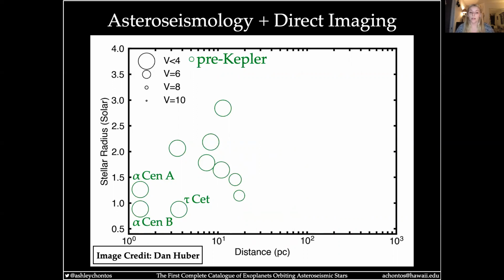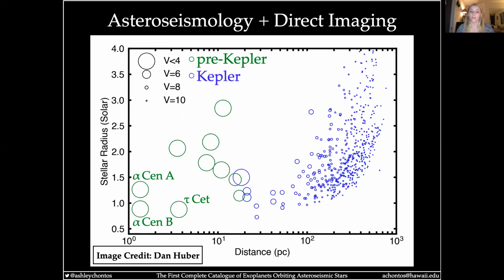For some historical context, I've decided to start with the status of the field prior to space-based missions like Kepler and CoRoT, and this is shown in green. Right away, you can see that there are not many detections, and this is because early ground-based asteroseismology suffered from many challenges and was therefore limited to the closest and brightest stars from the ground. But then Kepler came through and revolutionized the field with thousands of new detections. The caveat here, though, is that Kepler detections were faint and thus making it very difficult to follow up with other ground-based techniques.